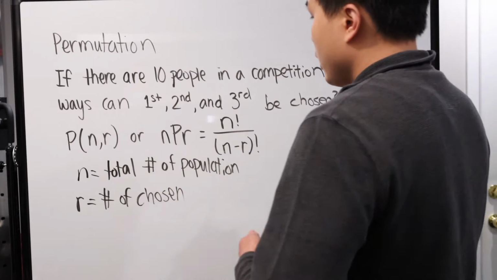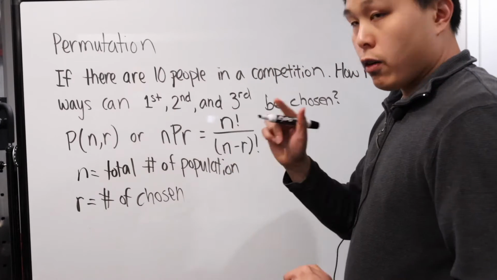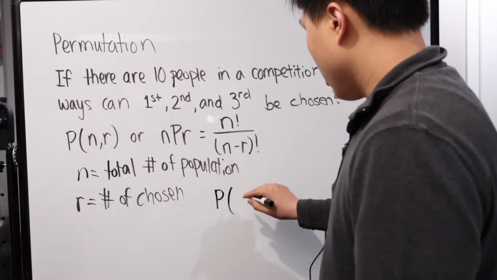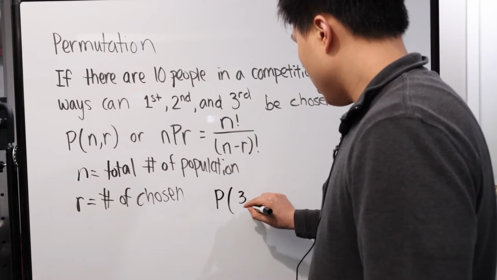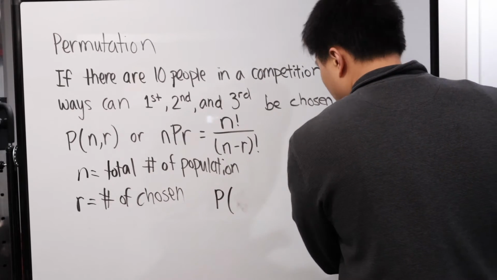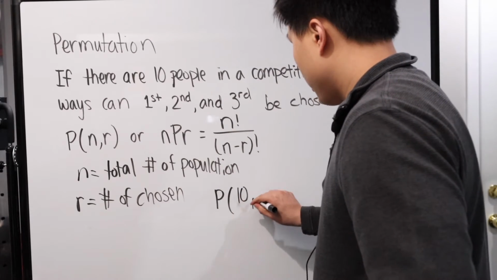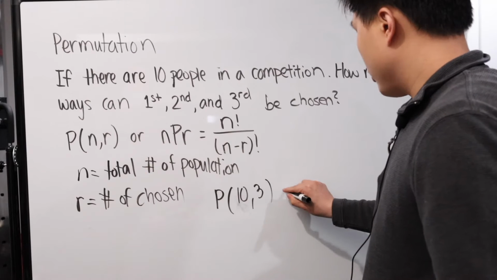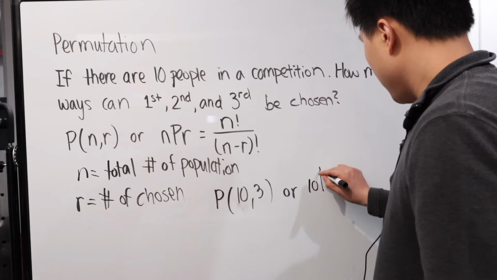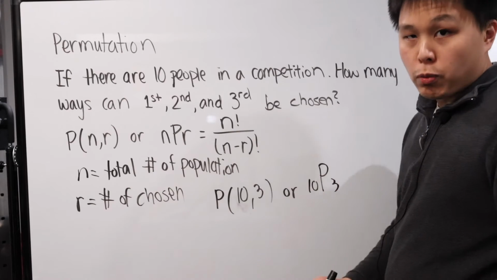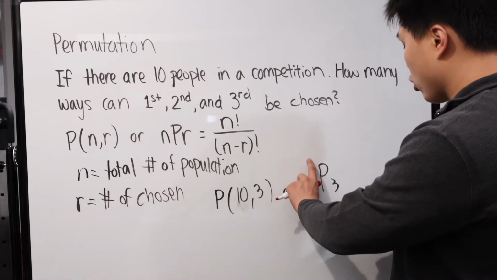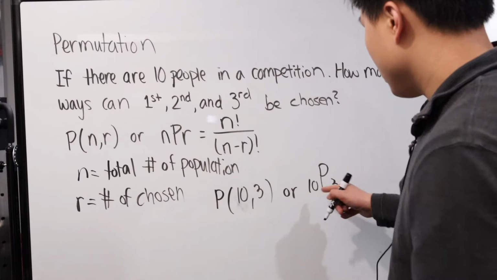So in this case, if we wanted to use the formula itself, first and foremost, in notation form, you would see it's going to be P, and then the parentheses, 10. Remember, we're doing the population first. 10, comma 3. Or if you want to see it in the other notation, it's just going to be 10P3. Notice I wrote the numbers small. That's usually how it's going to be. It's not going to be as large right next to each other, so that it looks like a multiplication.